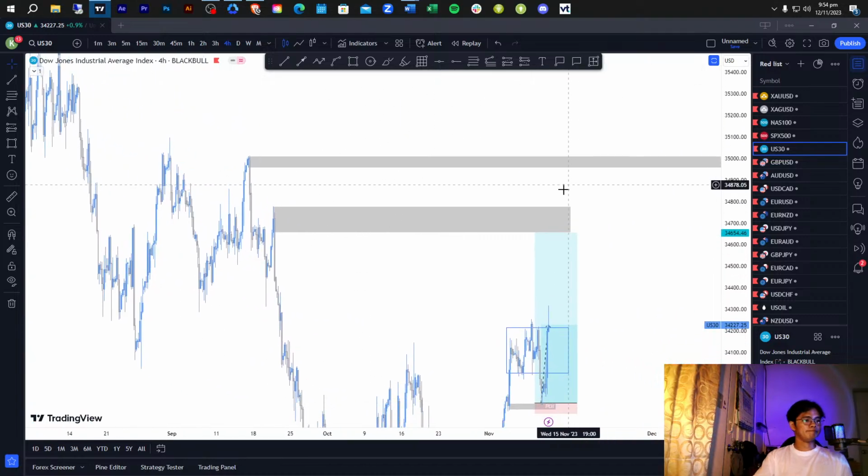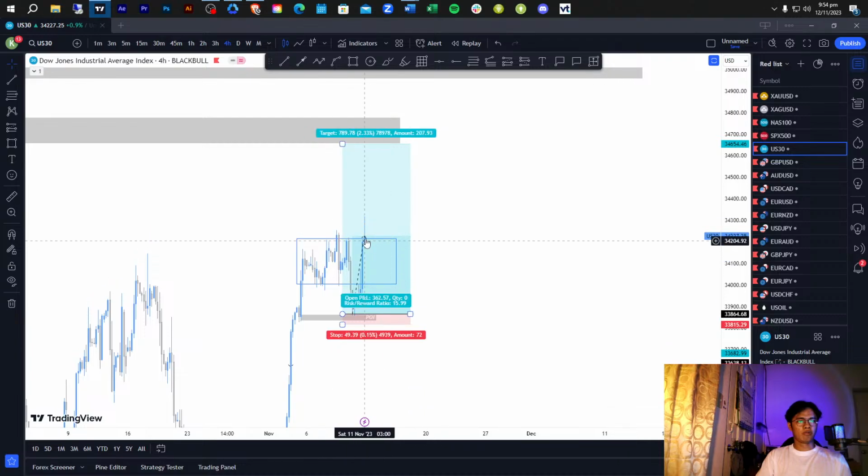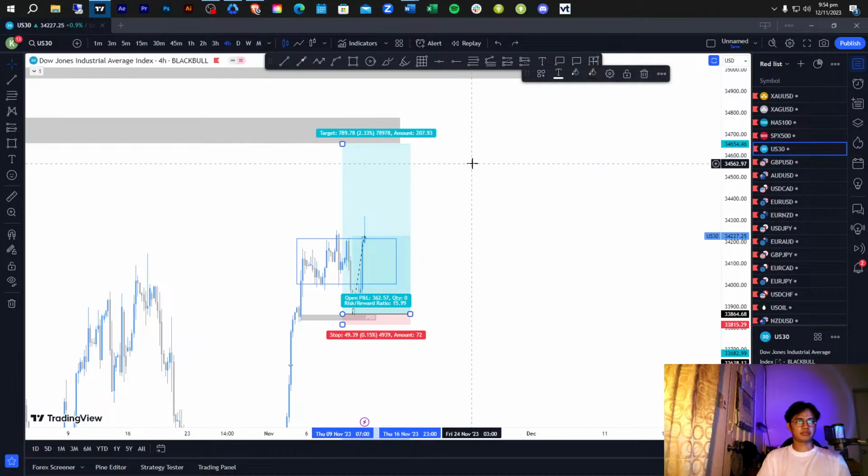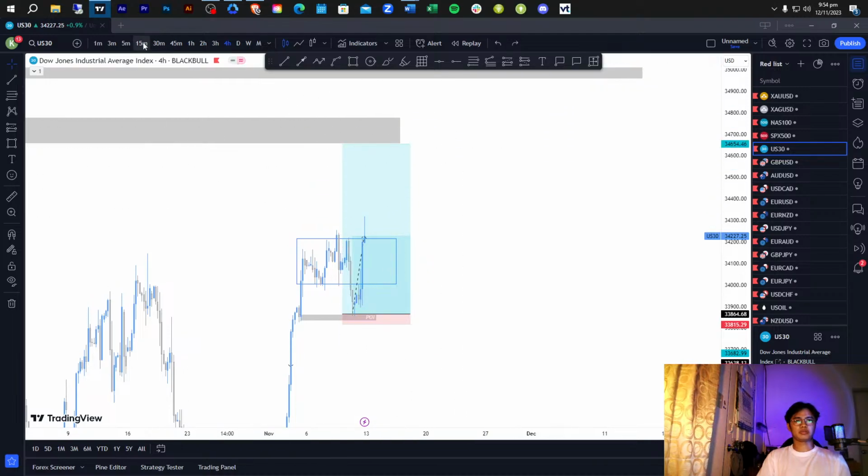And yep, right now we're on a run on US30. We already have 1:7 risk reward ratio. Isn't that great?